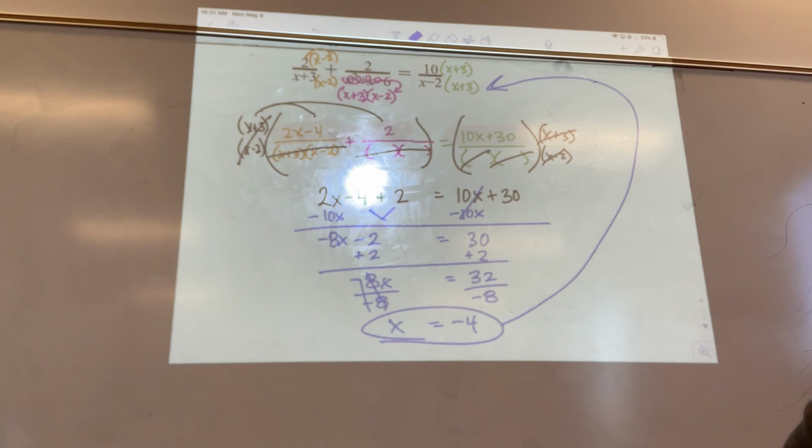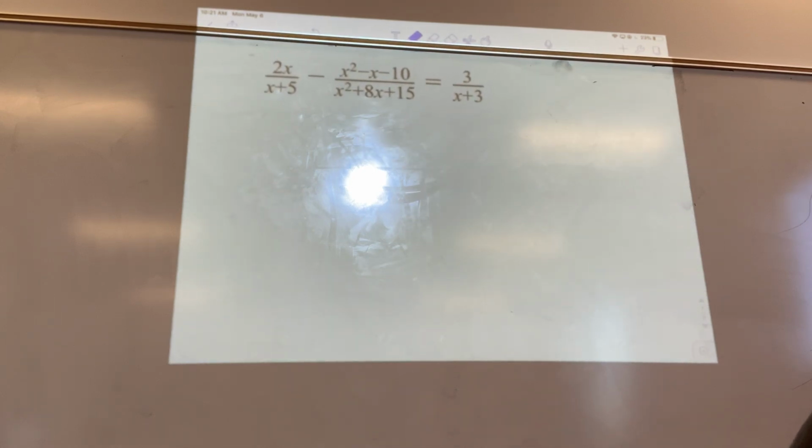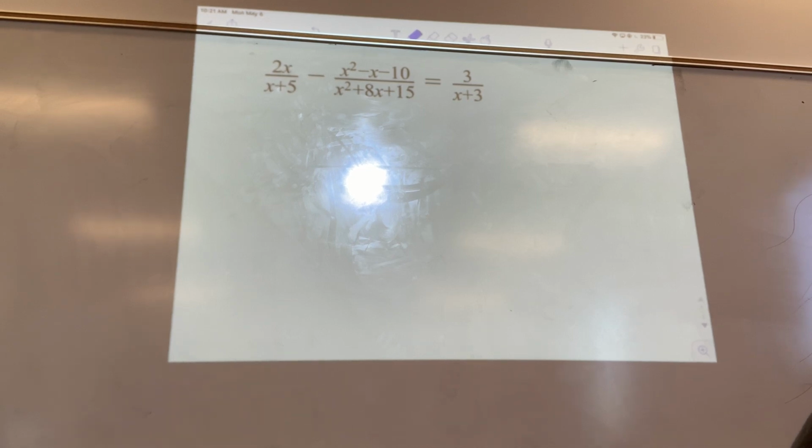Okay. Are we ready to try one that's very similar? See if we got it? All right. Let's go ahead and flip over. Take a look at this one. Take a second to try to factor on your own. See how far you can get. Remember, we're factoring just the denominators.